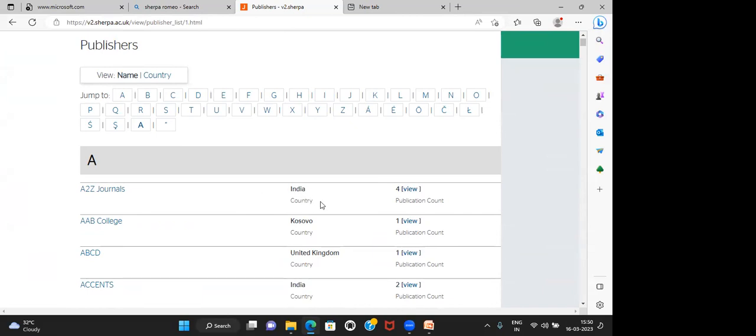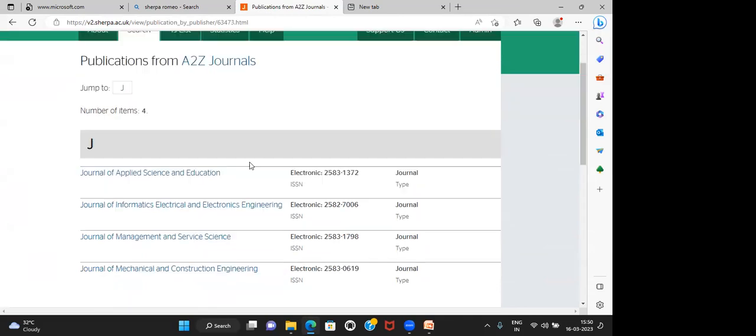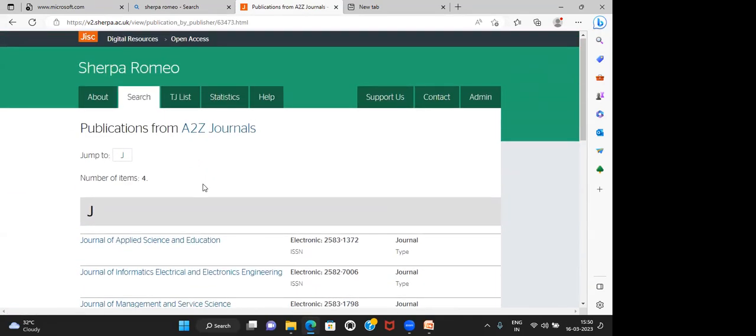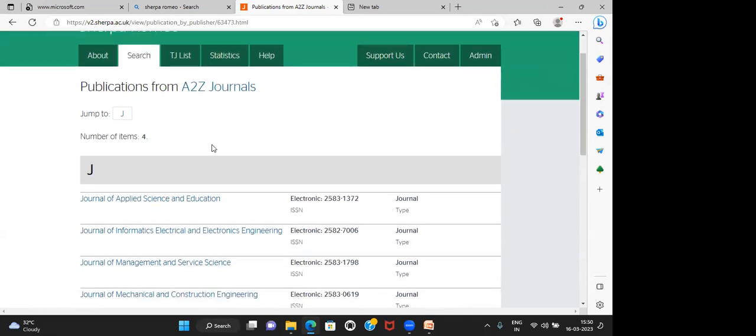A to Z is an Indian publisher, and it has only 4 publications in this database. And if you want to see the publications, that is the pool of 4 publications, we have to click on the view. So we will find the list of the publications here, the list of publications from A to Z journal.